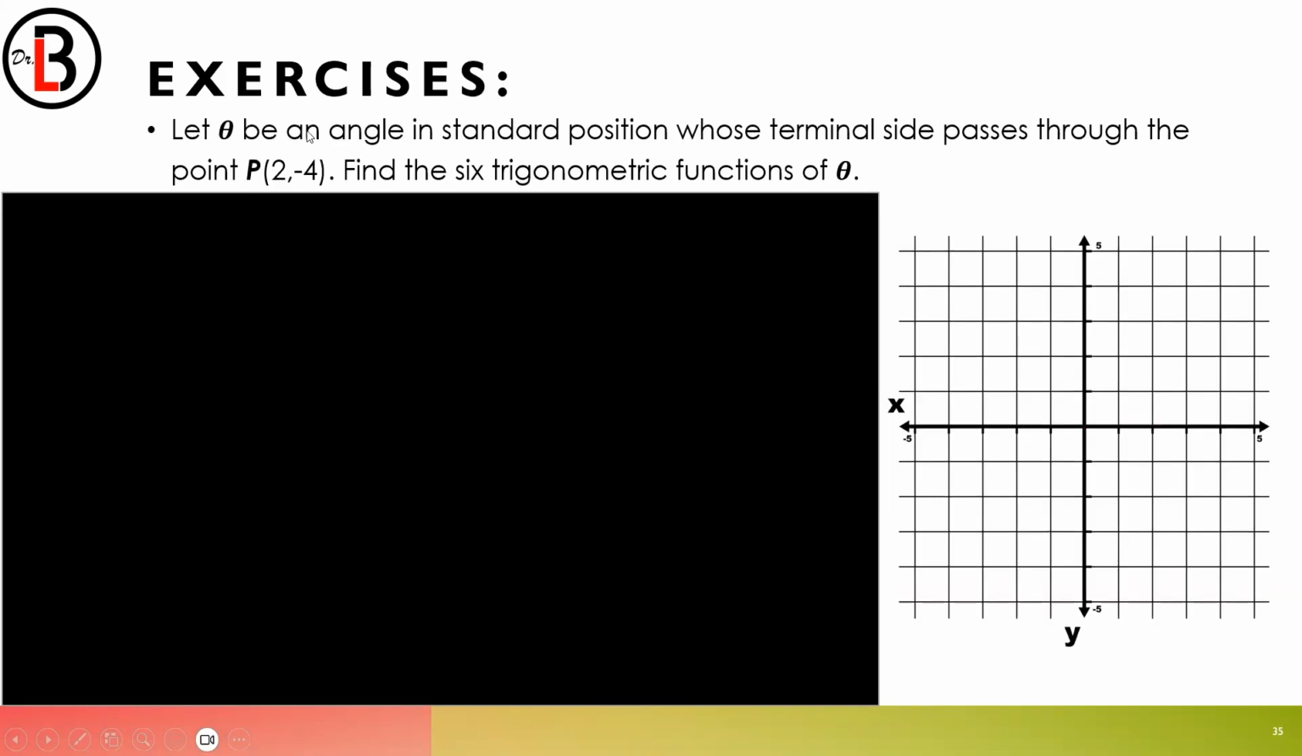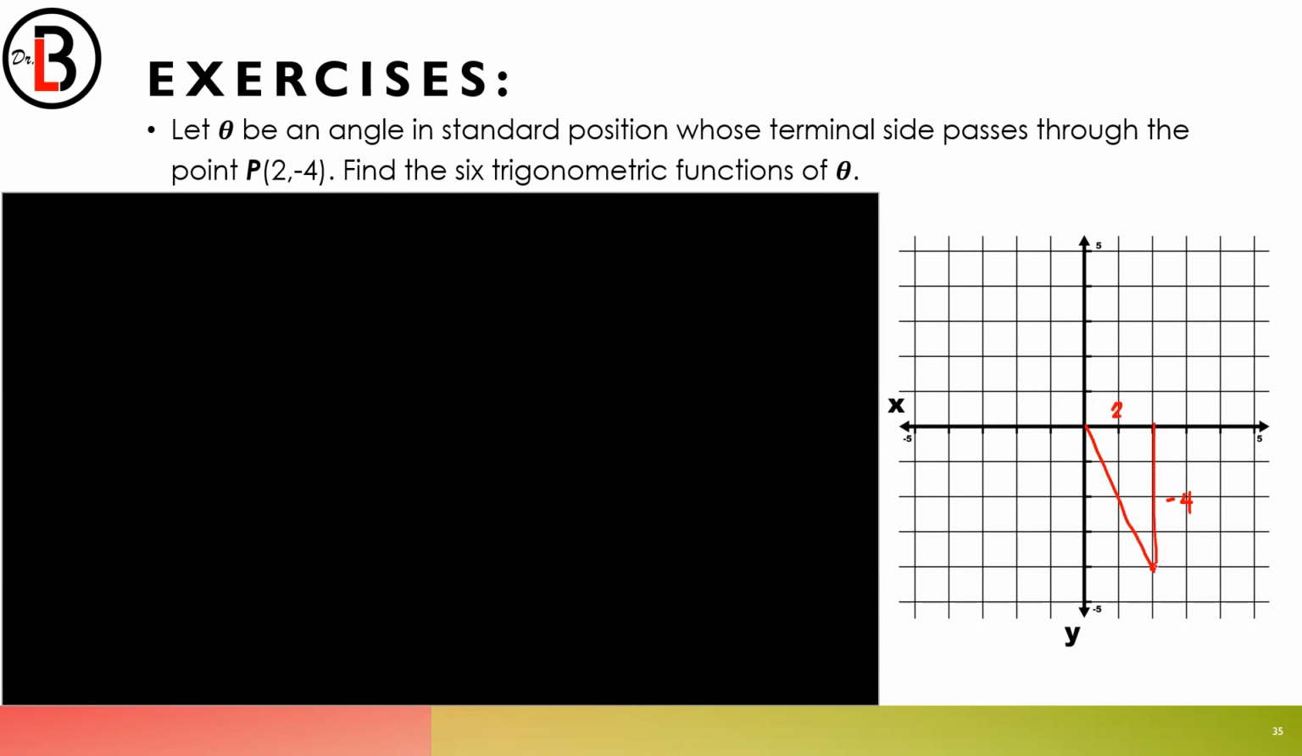Again, let theta be an angle in standard position whose terminal side passes through 2, -4. So you'll notice 2, -4 is again in the fourth quadrant. So 2 across and then -4: 1, 2, 3, 4, -4. So it's this point.